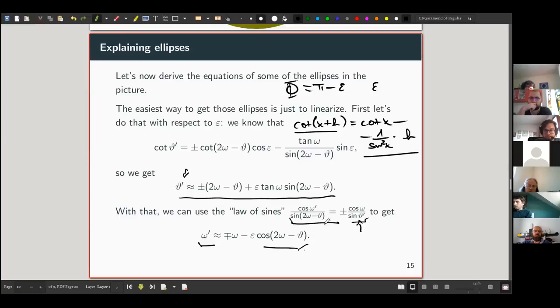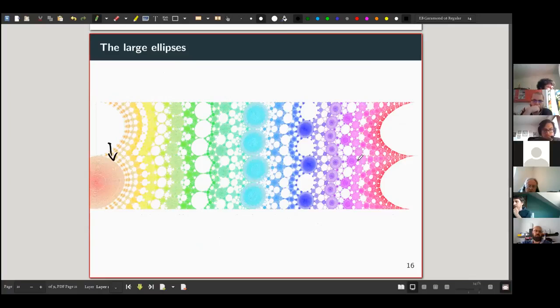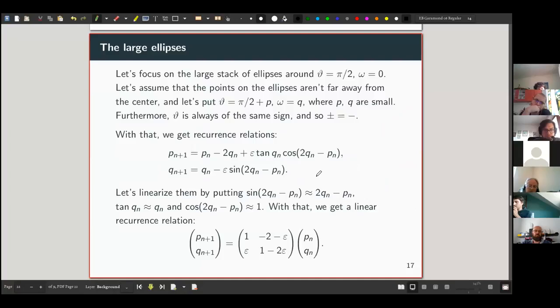So in this way, we obtained these much simplified relations for small epsilon. And from those relations, we can actually explain those stacks of ellipses. So let's do that. I won't be doing it in much detail, but at least you will get some rough idea.